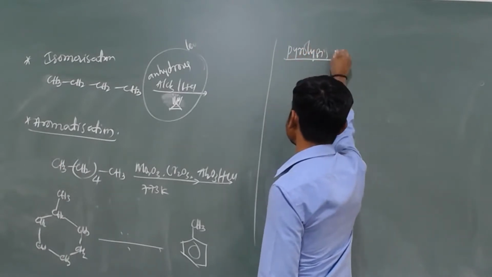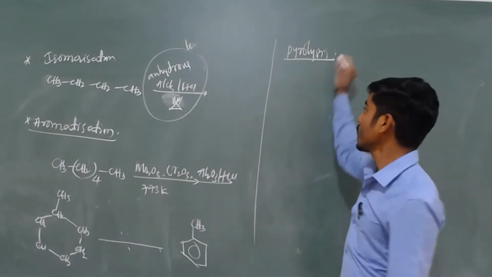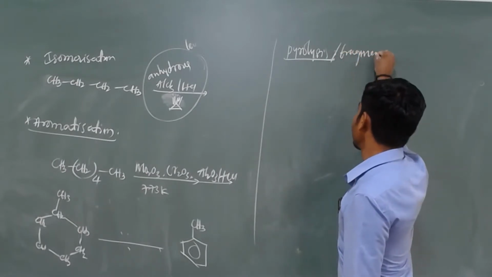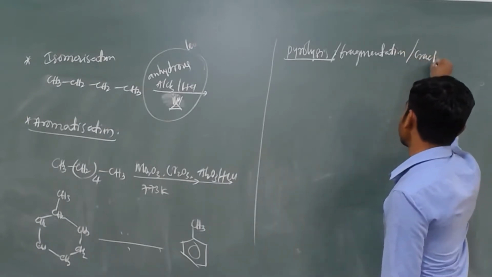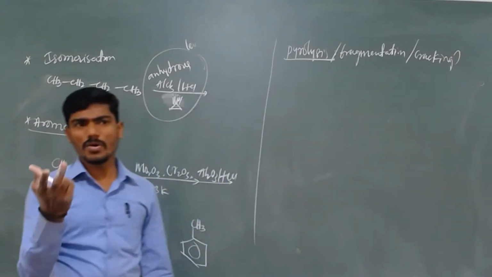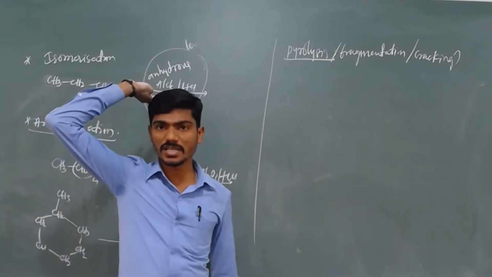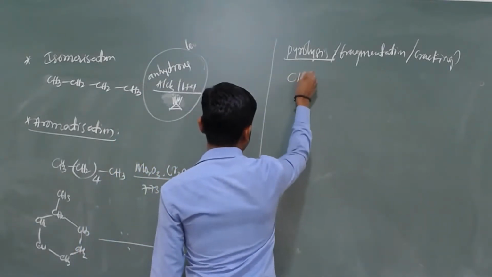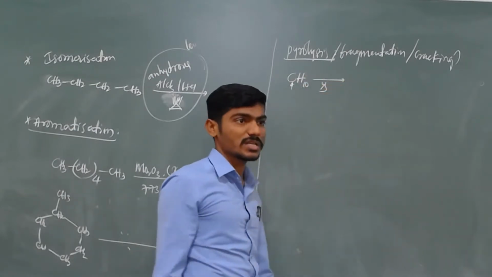Pyrolysis reaction, simply called fragmentation or cracking reaction. Here n-alkanes, when heated at high temperature in the presence of, let me say, AlCl3, give smaller molecules. For example, suppose butane, C4H10, an n-alkane, when it is heated, what are the possibilities?